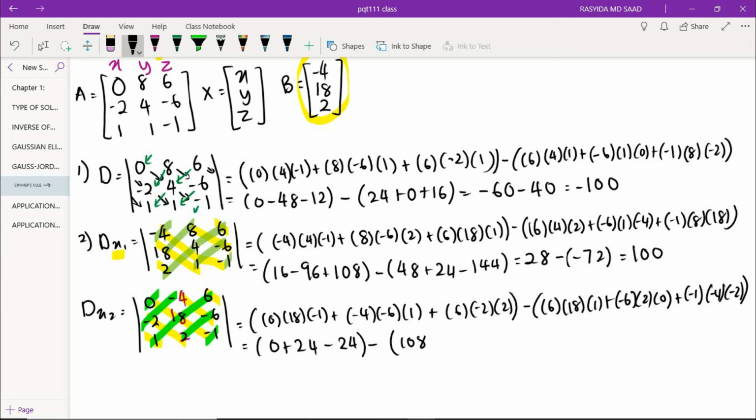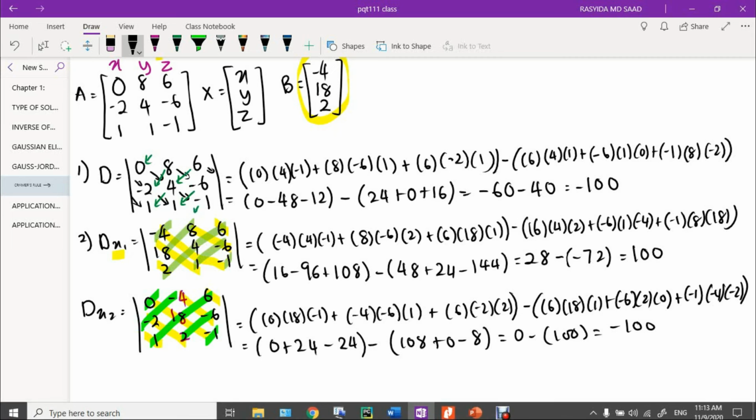Oh, this one, negative 6 multiplied with 2 multiplied with 0, 0. And then this one, negative 1 multiplied with negative 4 times negative 2. So you get negative 8. And then try to solve this one. Okay, as we know, 24 minus 24, you get 0. 108 minus 8, so you get 100. Since we have a negative here, it will be negative 100.